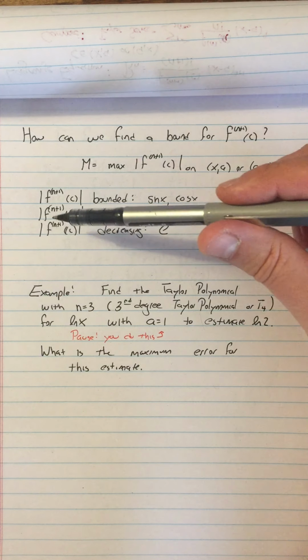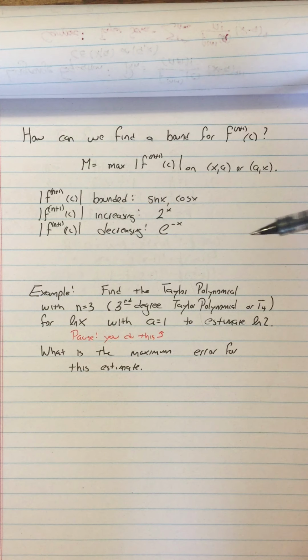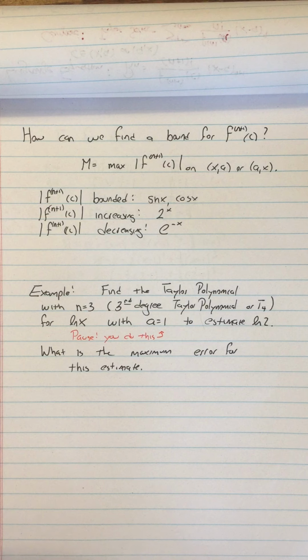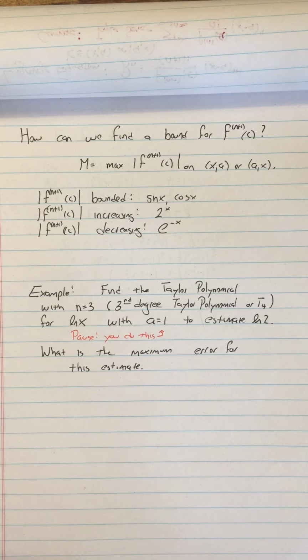Likewise, I could have my n plus first derivative be decreasing. So, for example, e to the negative x, the derivatives are all e to the negative x, negative e to the negative x, e to the negative x, negative e to the negative x. All right, but in the absolute value, they're all just e to the negative x, which is a decreasing function. So you could have any of those situations.